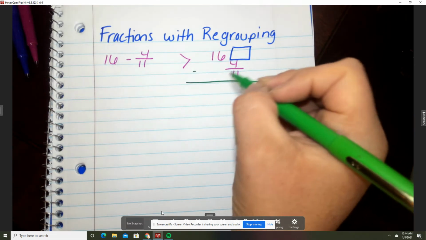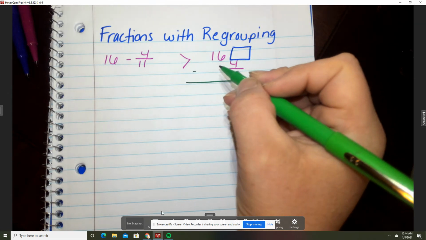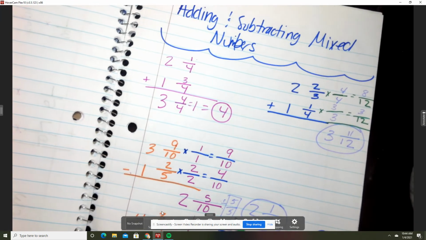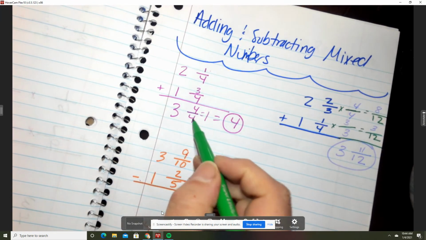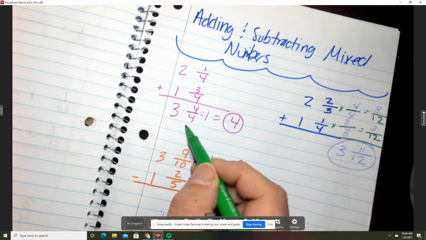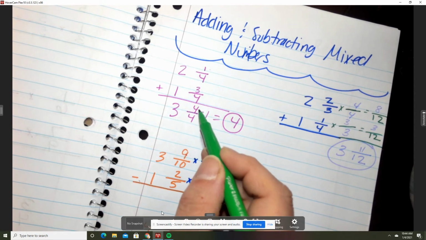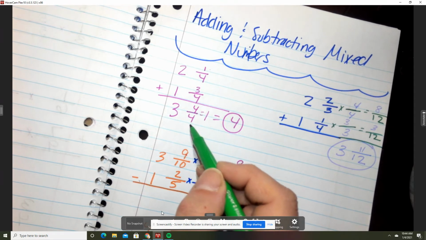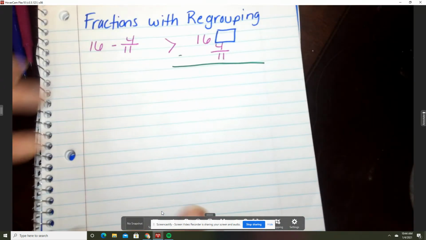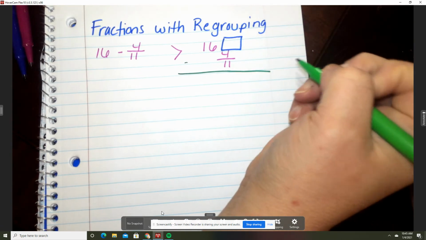Well, every whole number can be written like a fraction, right? Just like we did back here, right here. So we said 4/4 can be written as a whole number, right? So anytime the numerator and the denominator are the same number, that means that you have a whole. You have one whole of something. So that's how we can fix this problem.